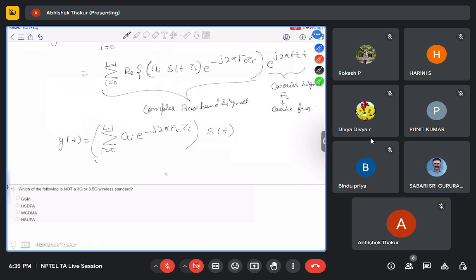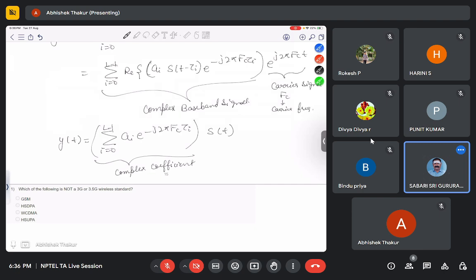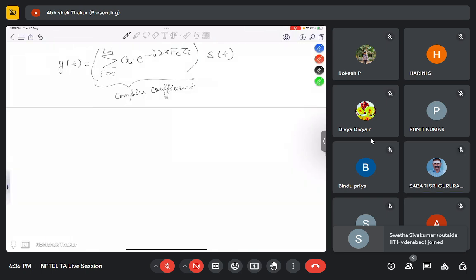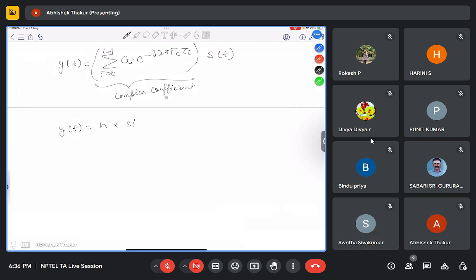This is our complex coefficient, the channel coefficient. So finally, y(t) can be written as the channel coefficient multiplied with the signal component s(t). And here our h is equal to what we have already derived, the summation of a_i e to the power of minus j 2 pi fc tau_i, with i equal to 0 to L minus 1.